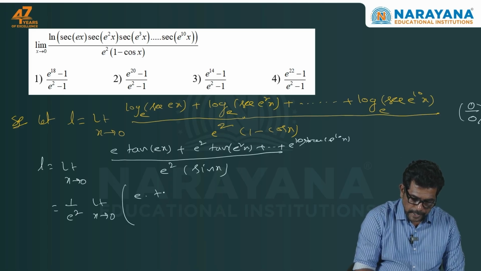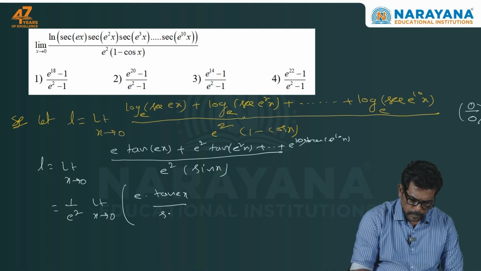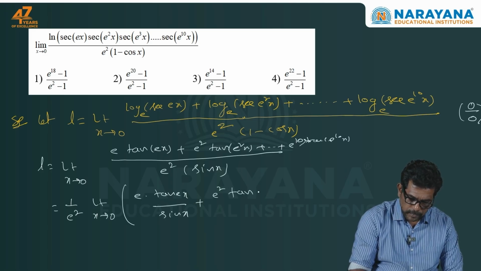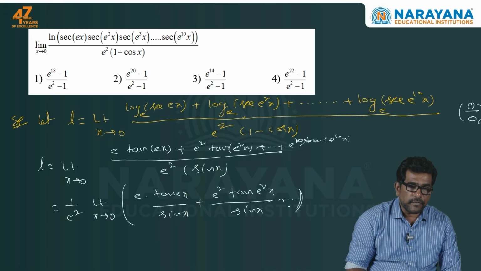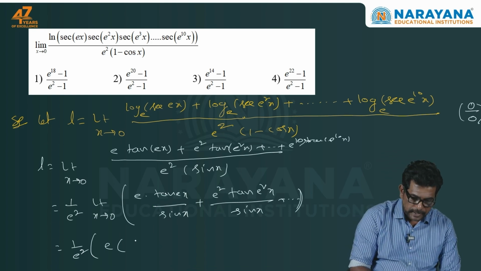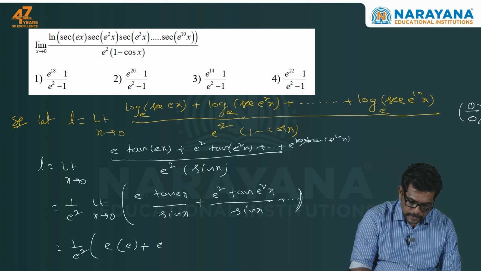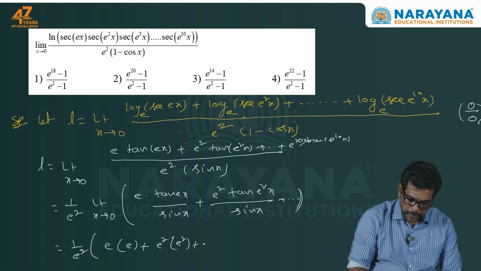Here this becomes e into tan ex by sin x, I am writing here, by sin x plus e square into tan of e square x by sin x plus so on. Individually, if we are applying limit x tends to 0, this becomes 1 by e square times of e into limit x tends to 0, tan ex by sin x becomes e, plus e square into tan e square x by sin x becomes e square, plus so on.